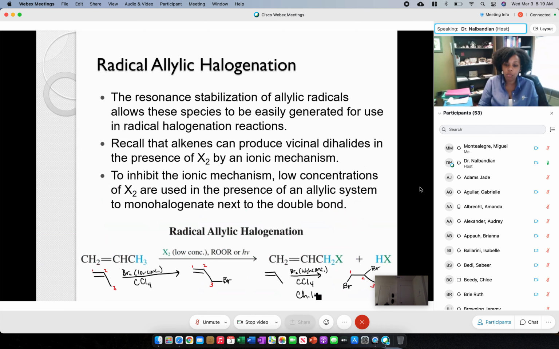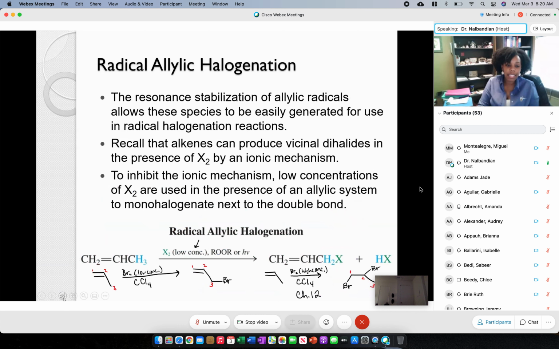In chapter 12, we said we can do this bromination in the presence of bromine, or we can do a chlorination in the presence of chlorine with carbon tetrachloride. We're going to do the anti-addition of those two bromine atoms. But now I'm telling you, if we have a low concentration of the bromine, instead of adding it in that anti-addition to carbons 1 and 2, instead we add just one bromine to carbon 3.